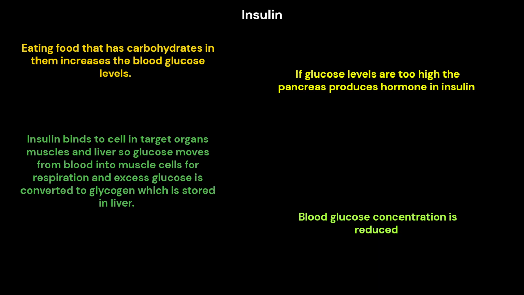Insulin. Eating food that has carbohydrates in it increases blood glucose levels. If glucose levels are too high, the pancreas produces the hormone insulin. Insulin binds to cells in target organs, muscles and liver, so glucose moves from the blood into muscle cells for respiration, and excess glucose is converted to glycogen, which is stored in the liver. Blood glucose concentration is reduced.